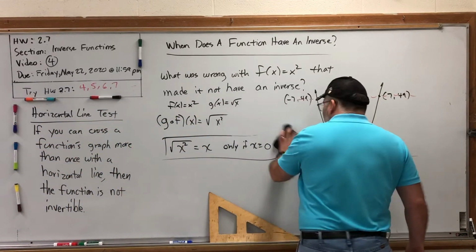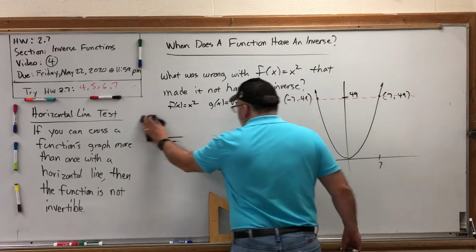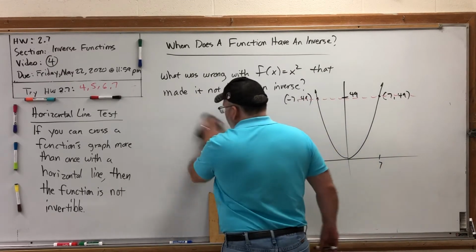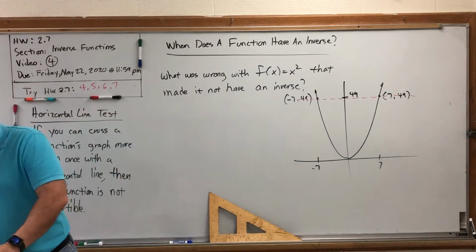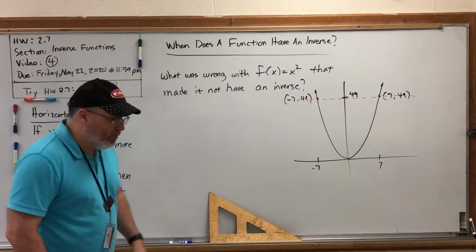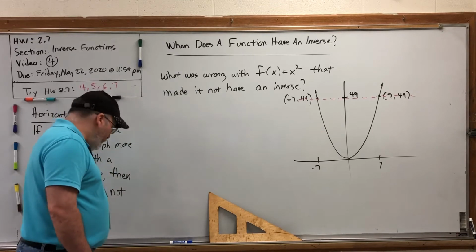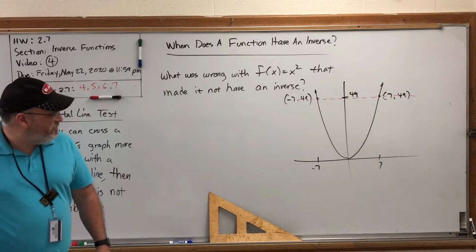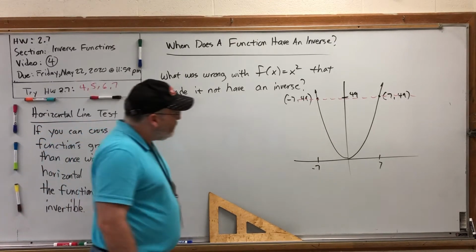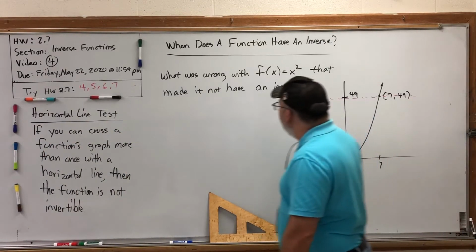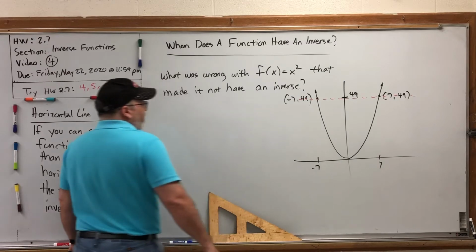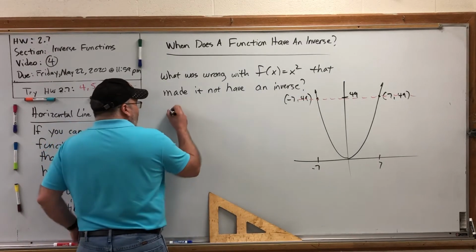But I don't want to totally abandon this problem because I don't want you leaving thinking that squares and square roots won't cancel each other. They will under the right conditions. The condition being that you don't mess with negative numbers. So does that mean that this does have an inverse? Well, not as is.